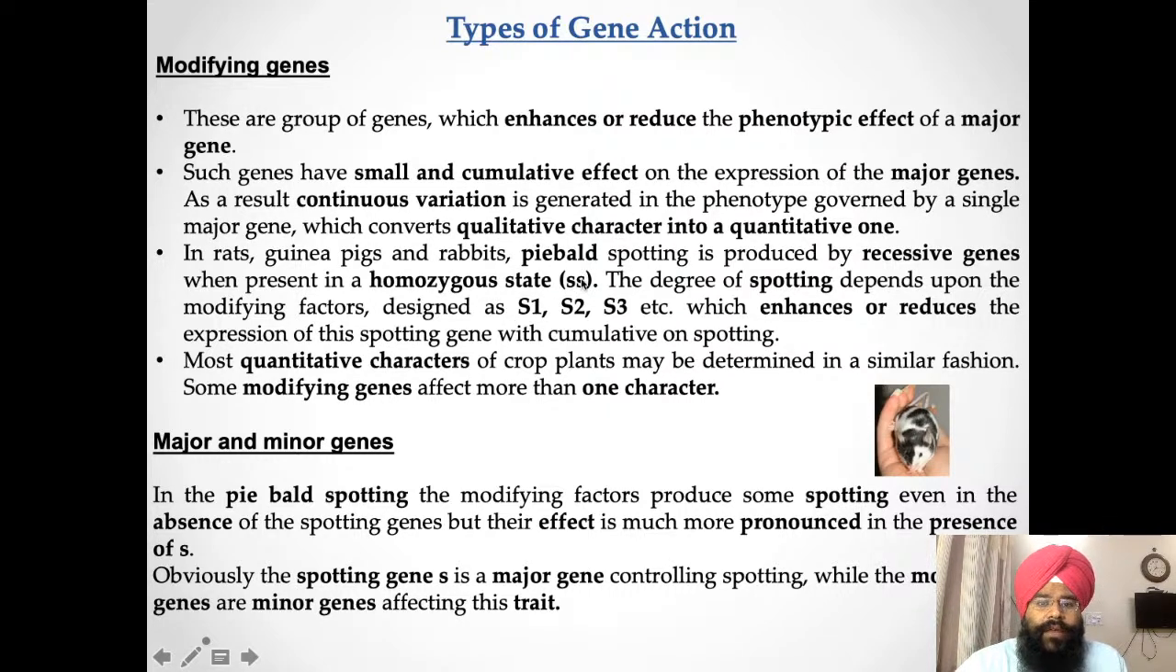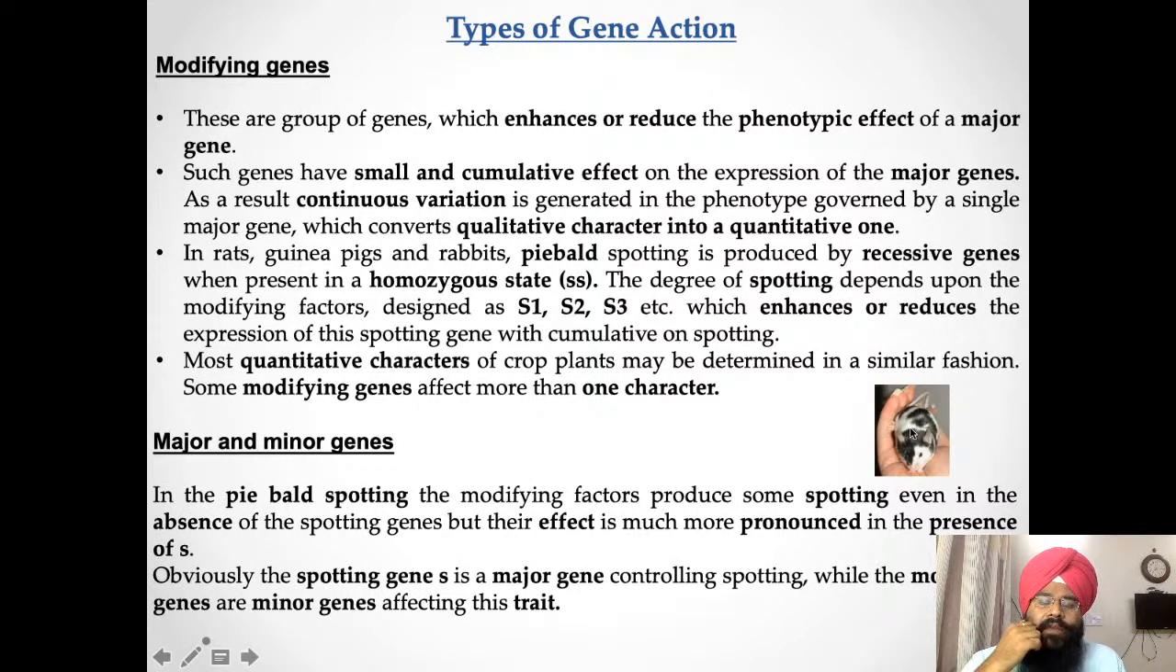So in these mice, the spots that you're seeing are called piebald, and these are present only in the homozygous state, that is small s. The degree of spotting depends upon the modifying factors S1, S2, S3, which enhance or reduce the expression of these spotting genes, with a cumulative effect on spotting. So this is how you see cumulative genes S1, S2, S3: the more of them present, the more the piebalding or spotting will be present.